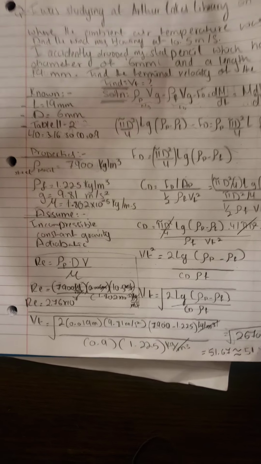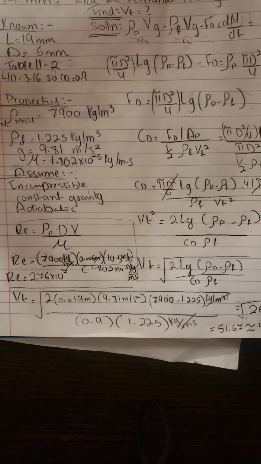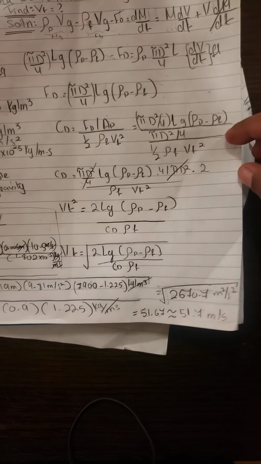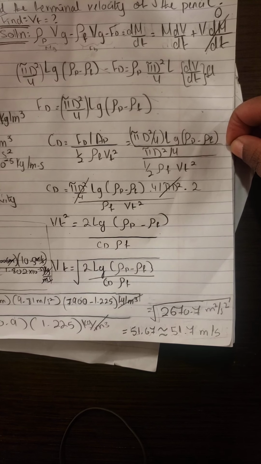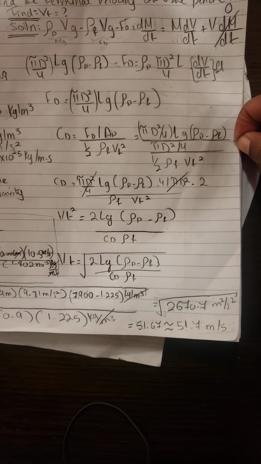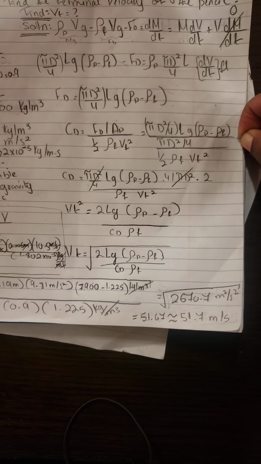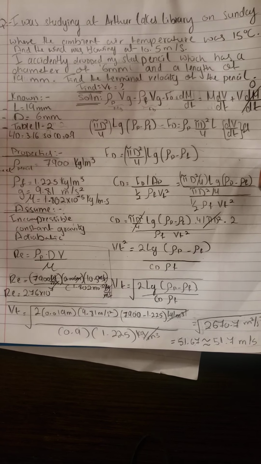We plug in all our numbers, and check our units. We end up having 2670.7 meters squared per second squared. When you take the square root of that, you get 51.7 meters per second. And that is the terminal velocity.